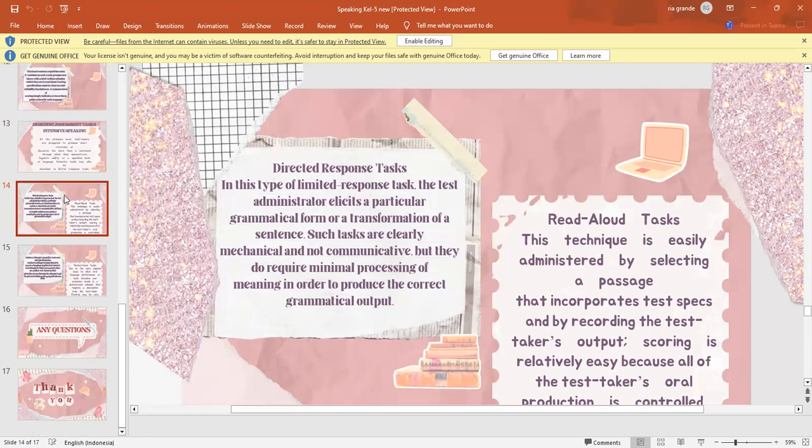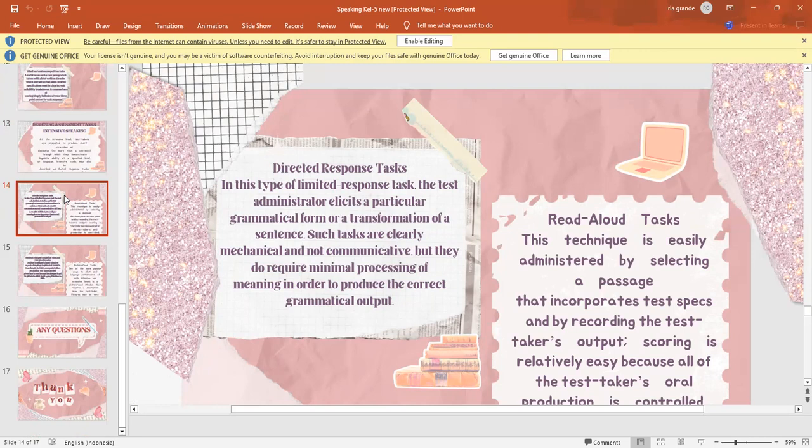And the next is the directed response task. In this type of limited response task, the test administrator elicits a particular grammatical form or a transformation of a sentence. Such tasks are clearly mechanical and not communicative. They do require minimal processing of meaning and also to produce grammatical output.